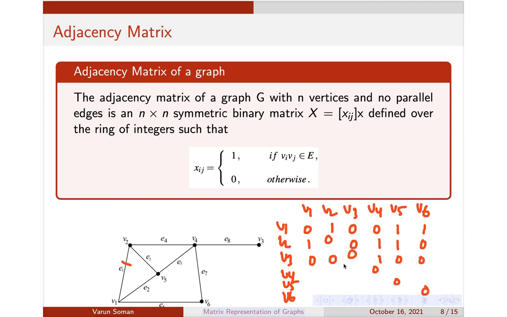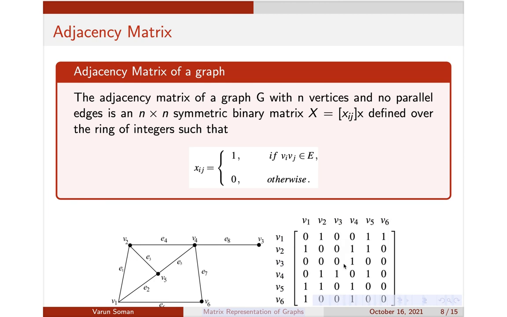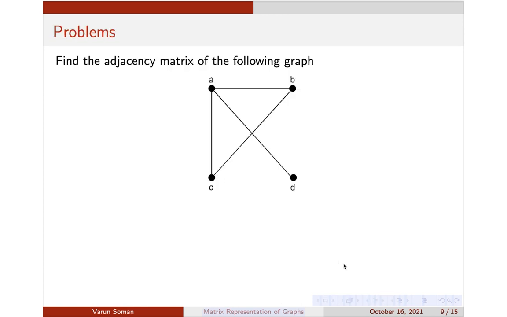Similarly you can fill up this matrix. So this is the matrix here, please check it out yourself. It's very simple to write down an adjacency matrix. We can try this example also. If you want, I'll try to do it for you.